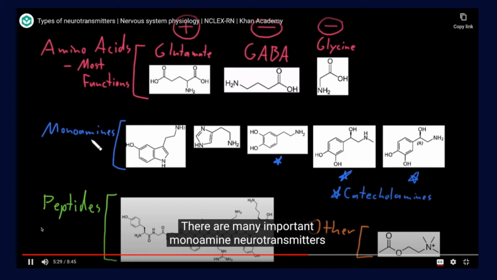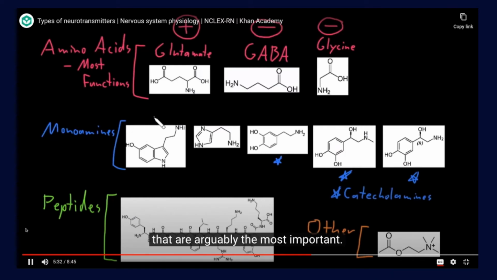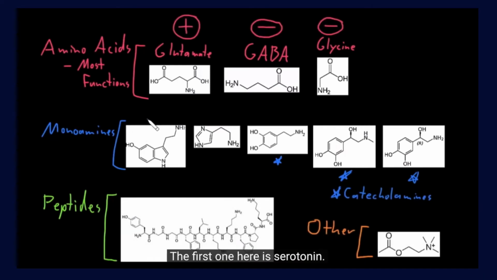There are many important monoamine neurotransmitters. And when he says monoamines here, he's talking about those biogenic amines, the ones that are derived from the amino acids. There are modified amino acid transmitters. I'm just going to mention these 5 that are arguably the most important. The first one here is serotonin. The next one here is histamine. The next one is called dopamine.